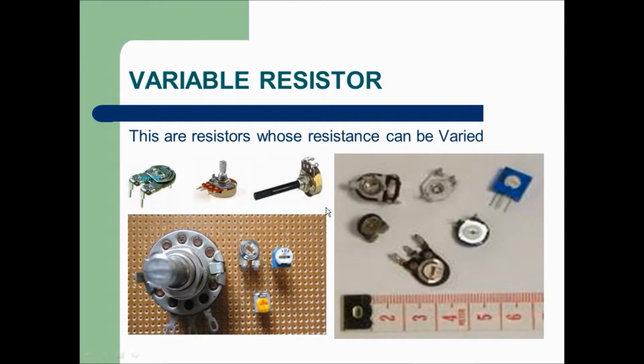Now, a variable resistor is a regular resistor in which its resistance can be varied by adjusting the knob on it. This is the knob, and there's also another knob here. It's used to vary the resistance of the resistor. It's found in your radio set, where it's used as a volume control to increase or decrease the output sound.